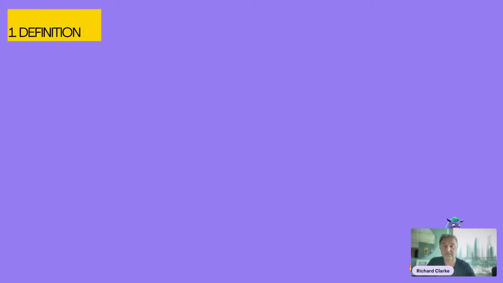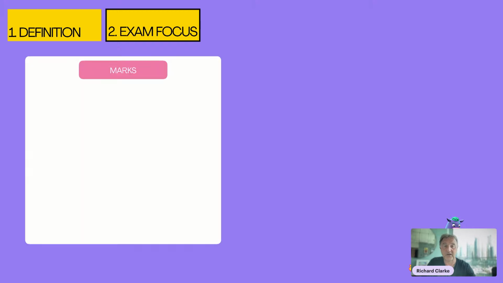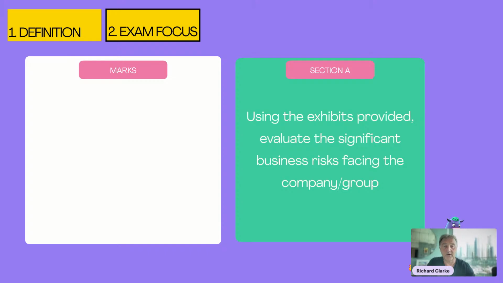So we've dealt with the definition. Now we're going to have a look at the exam focus. We're going to look at marks, and it's going to come up in Section A. A typical requirement is: using the exhibits provided, evaluate the business risks facing the company or the group. Really typical question, hardly gets asked in any other way.